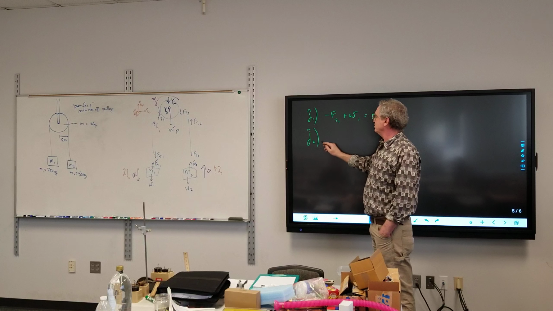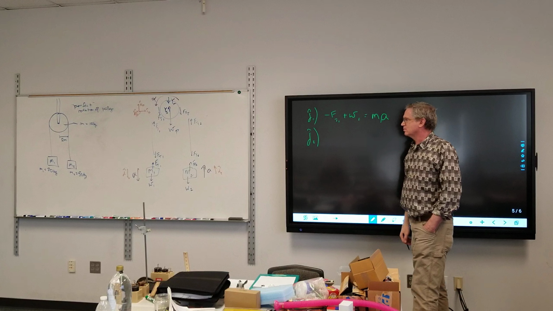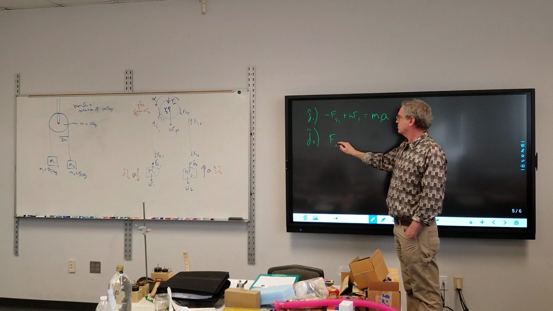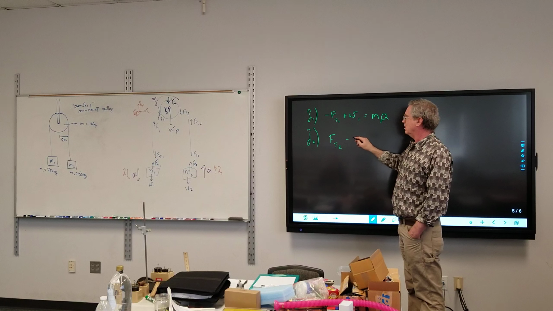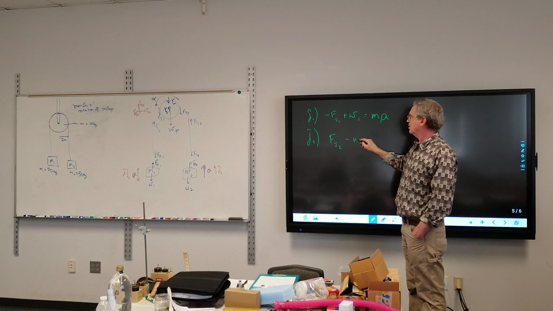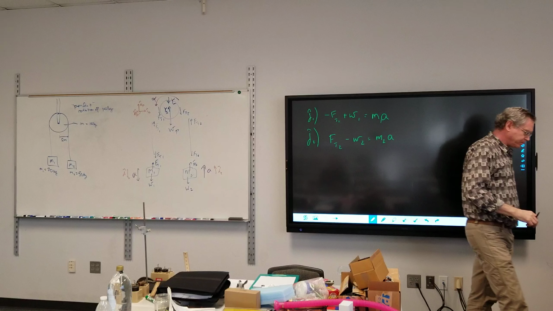J2 hat equation. T2 minus weight 2 equals mass 2 acceleration. It is the same magnitude of acceleration.